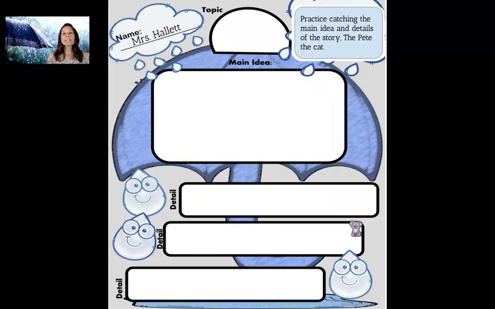Okay, let's go ahead and start with the topic. What did you guys think the topic was? Pete the Cat, right? That's the topic. The whole story is about Pete the Cat.